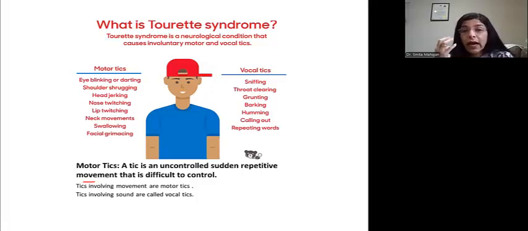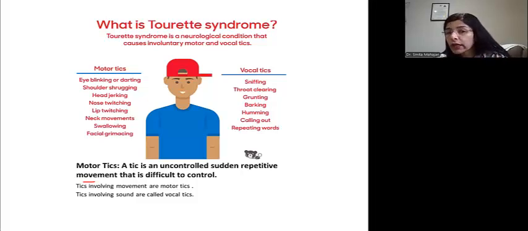There may be eye blinking, shoulder shrugging, head jerking, nose twitching, lip twitching, or neck movements. I also had a patient with neck movements. There is difficulty swallowing; they might say that there is difficulty swallowing. There is facial grimacing. You will see the patient making gestures, facial grimacing, shoulder shrugging; all this comes under motor tics.